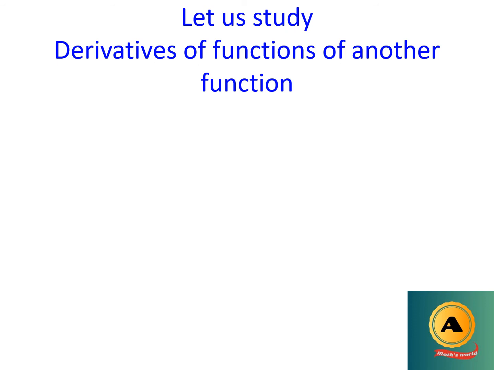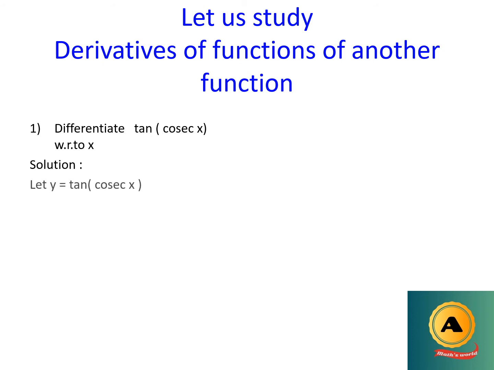Let us study derivatives of functions of another function. Differentiate tan of cosec x with respect to x. Let us assume y be the given function tan of cosec x. Here we have to differentiate the given function with respect to x. The derivative of y with respect to x is denoted by dy by dx. So dy by dx equals d by dx of tan of cosec x, that is the derivative of tan of cosec x. Here the given function is tan of cosec x. It is a function of another function.